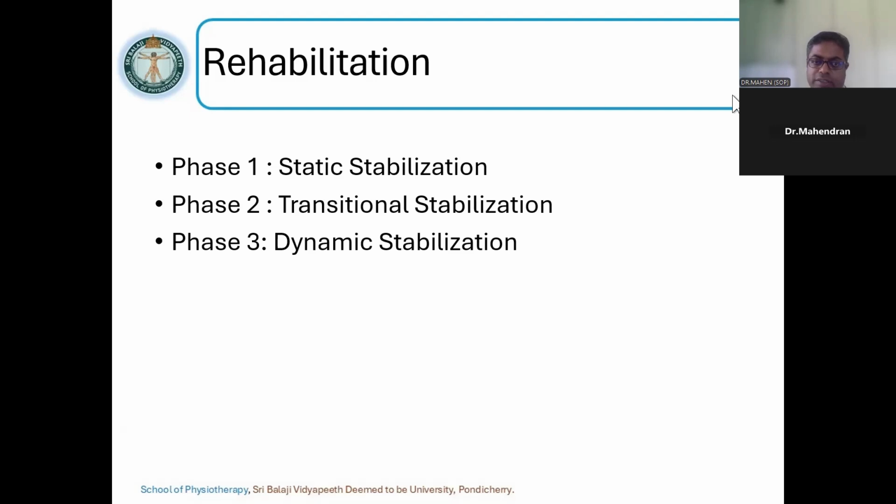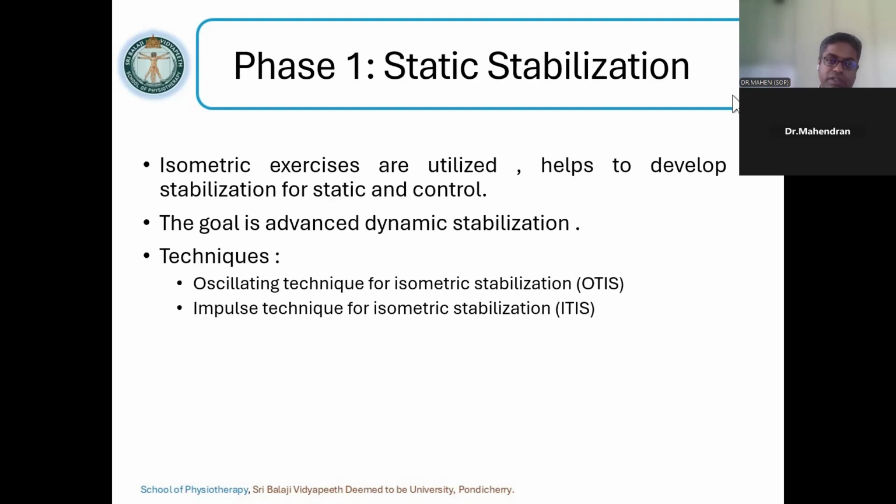Phase one is the static stabilization. Phase two is the transitional stabilization. Phase three is the dynamic stabilization. This phase we could use for the incorporation of RNT at the terminal phase of the rehabilitation. In phase one, we can use isometric exercises. We know that isometric exercise is one of the powerful techniques, because the motor firing will be more when we compare with isotonic exercises. So first we can start with the isometric.